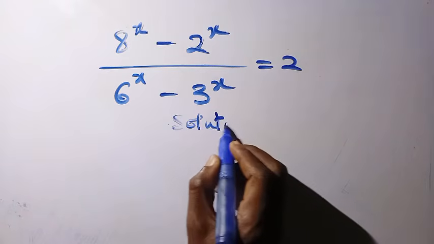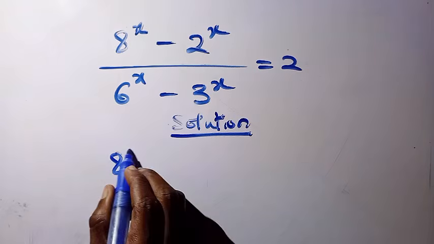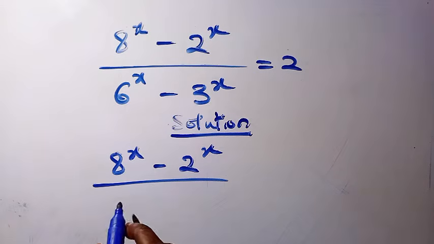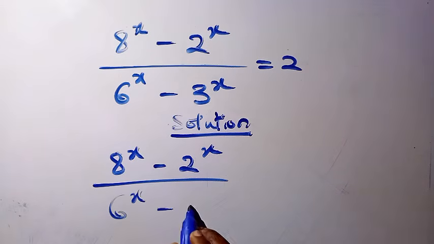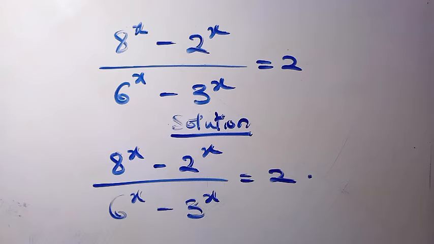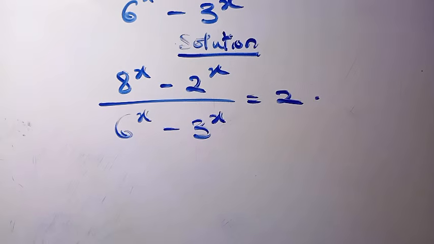If you consider the solution, we have 8 power of x minus 2 power of x, divided by 6 power x minus 3 power x, equals 2. This is the given question. Okay, so we apply a series of exponent rules here.